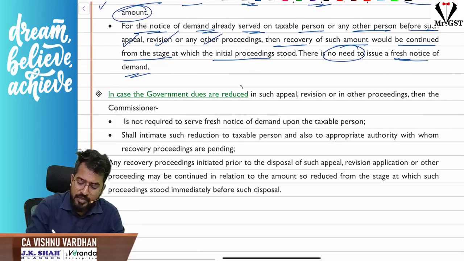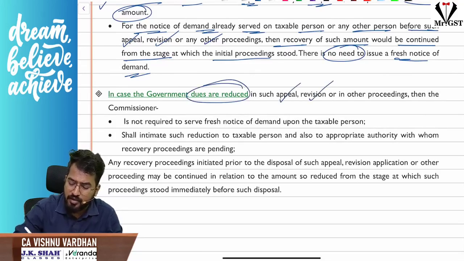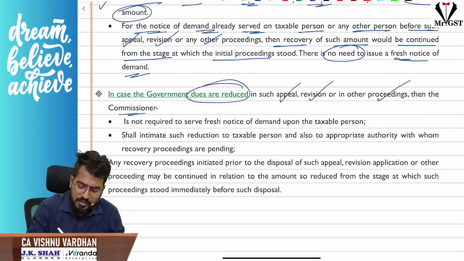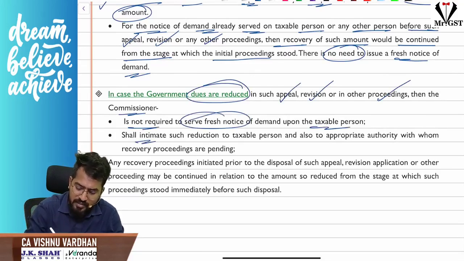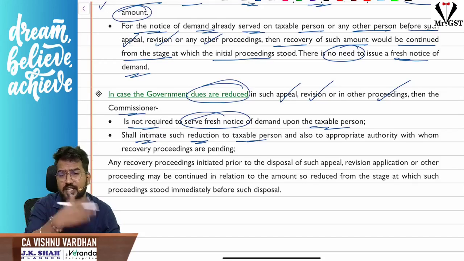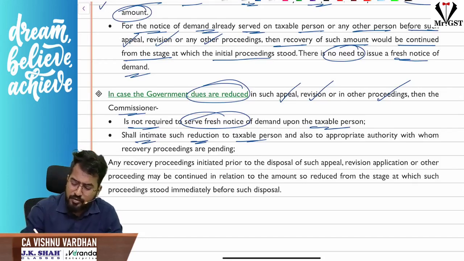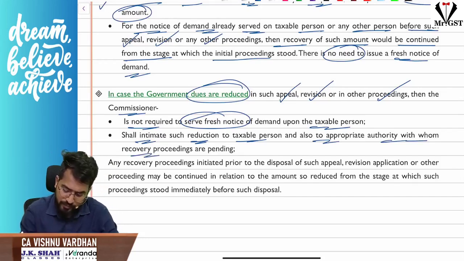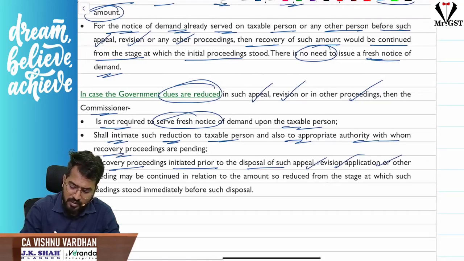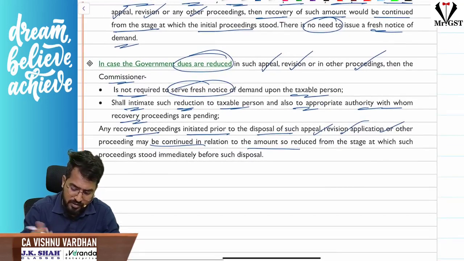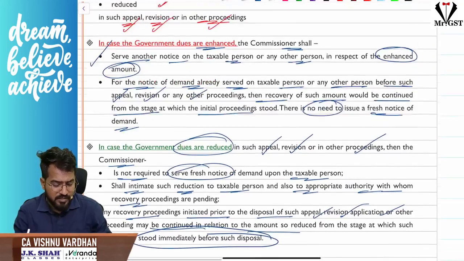In case the government dues are reduced in any appeal or revision or any other proceedings, then the commissioner is not required to issue any fresh notice of demand on the taxable person. He shall intimate the reduction to the taxable person. Earlier it was 10 lakhs, now it became 9 lakhs. Then you intimate it to the taxable person and also to the appropriate authority with whom the recovery proceedings are pending. Any recovery proceedings initiated prior to the disposal of such appeal, revision application or other proceedings may be continued, obviously, from such stage where it stood before such disposal. Okay, simple. So these are the things.